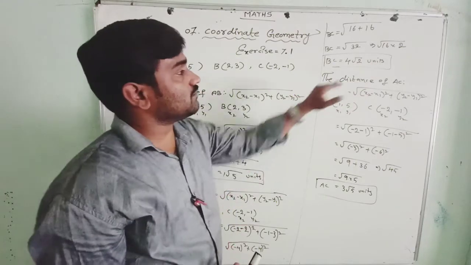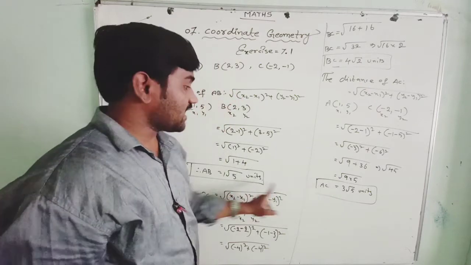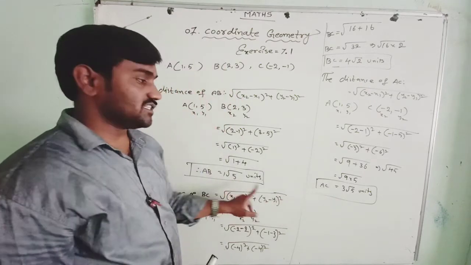However, root 5 plus 4 root 2 cannot be added. Root 5 is an irrational number, 4 root 2 is an irrational number, but only like irrational numbers can be added, the same irrational numbers.